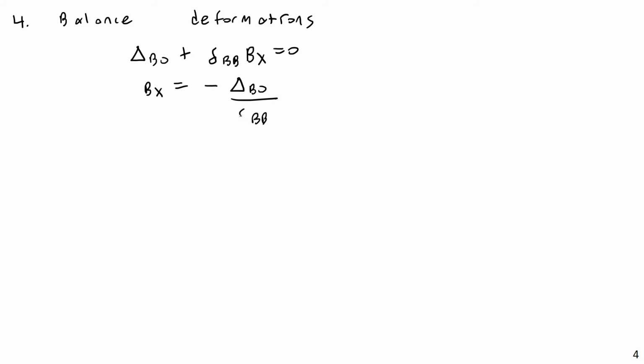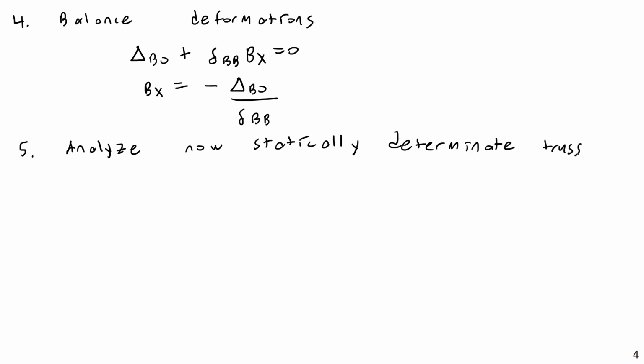Of course, if you do have multiple redundants, then you'll need to use the same kind of method that we've looked at for beams of multiple degrees of indeterminacy. For example, if you had a frame with 2 fixed supports, you'd need to look at that at a bit more complex level, but all that would involve is more redundants. Now, once you have that, you simply analyze the now statically determinate truss and calculate whatever quantity is desired.